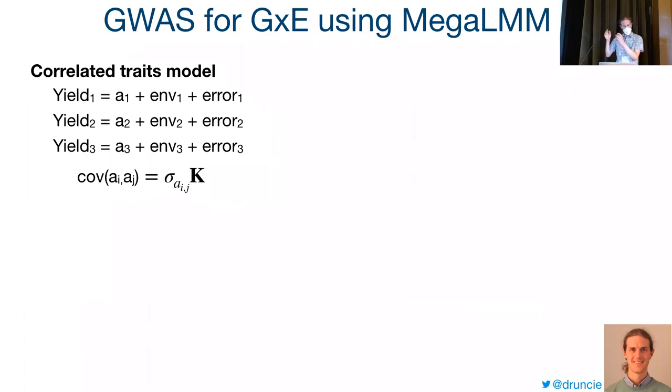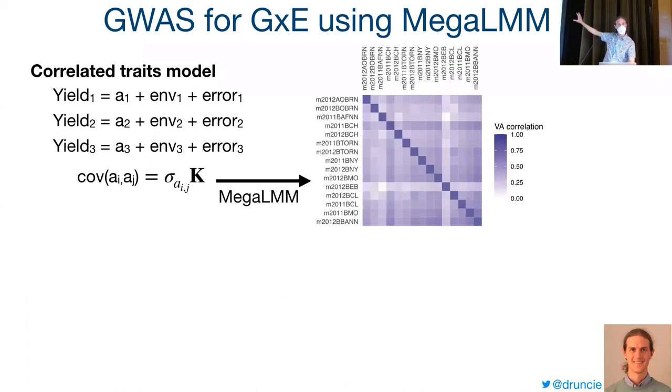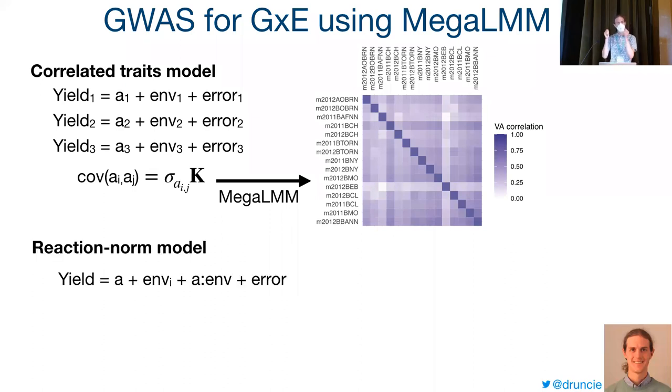Well, Mega LMM, as I presented before, actually gives us a way to do these GWASs, I think, quite accurately and efficiently. So if we start with the correlated traits model, like I showed before, we can use it to learn this covariance structure. We have a genetic covariance structure, a residual covariance structure across the environment. Now, it turns out it's actually easier to model or test G by E effects in the reaction norm model. So I'm going to switch over to that one.